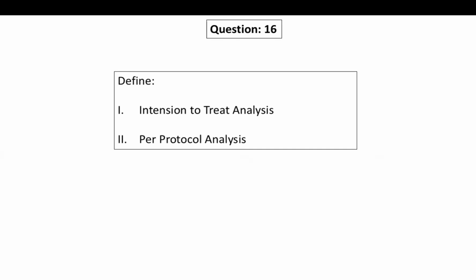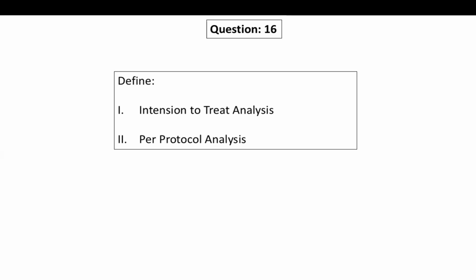Intention to treat analysis is that all the participants who are randomized at the start of the study will be calculated, regardless of whether they have completed the treatment or not. In the intention to treat analysis, all the participants who have been included in the initial trial, their data will be used for analysis, irrespective of whether they have completed the trial or not.